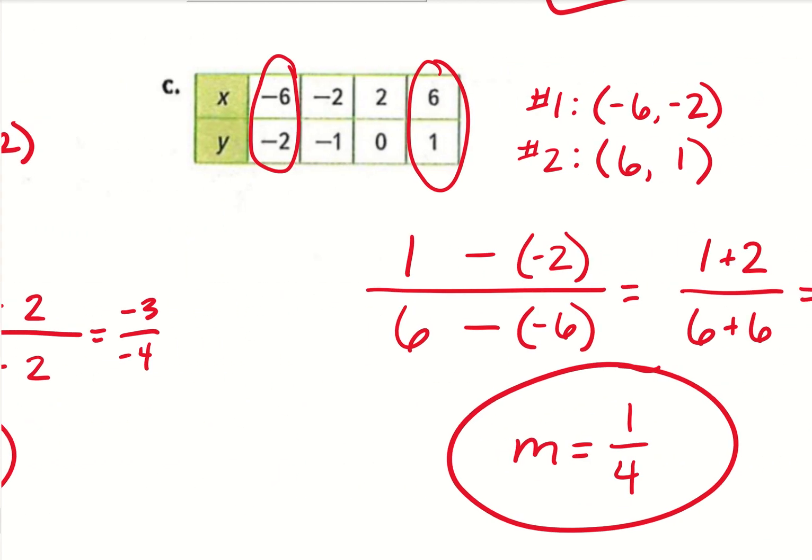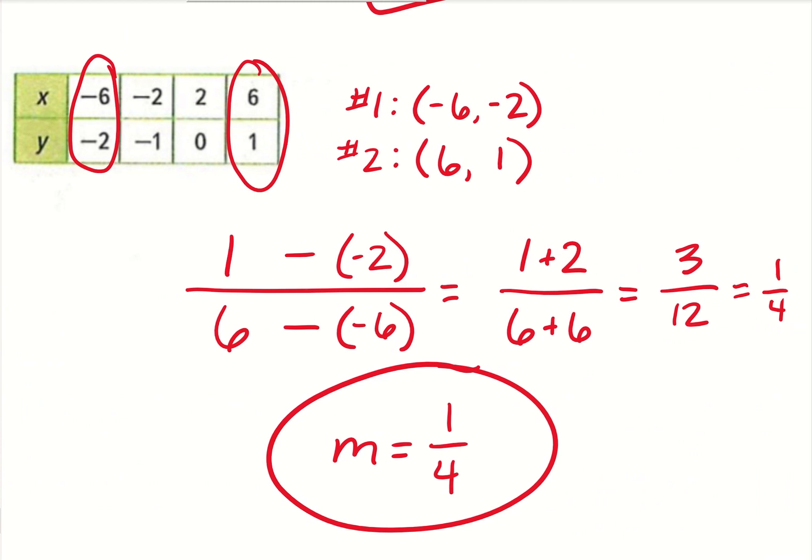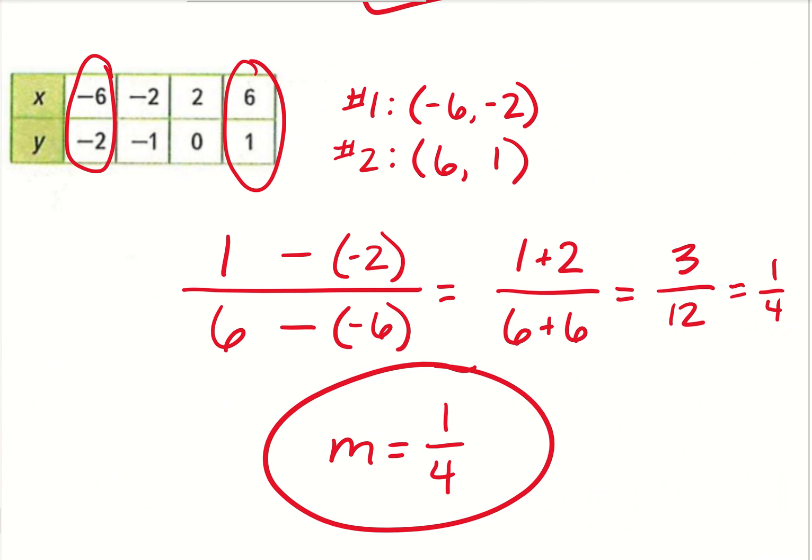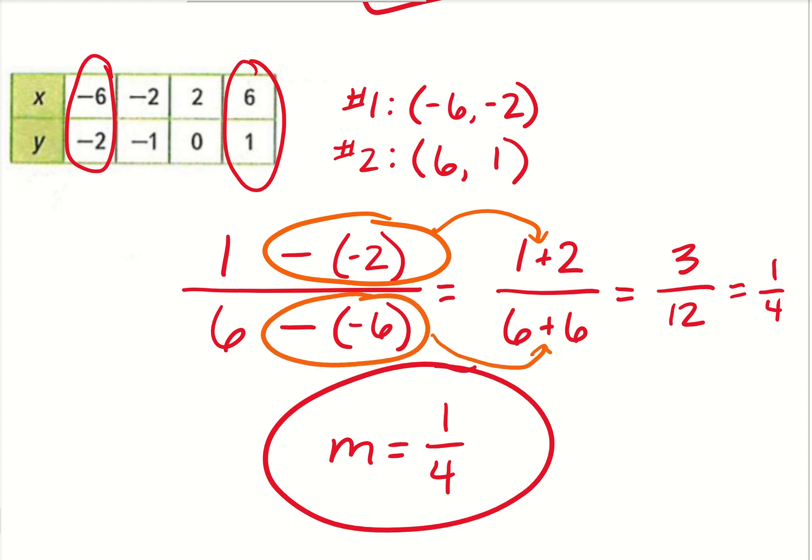Okay, for C, right here, again, you can just pick any 2 points you want. It doesn't matter which ones you choose. I picked -6, -2, and 6, 1. If you want to pick one of the other ones, doesn't matter. You'll notice right here in this first step, I have minus and negative, which becomes plus a positive. Same thing here, minus and negative becomes plus a positive. So you get 3/12 if you use the same numbers I used, which can be simplified to 1/4. So your slope is 1/4, as you can see right there.